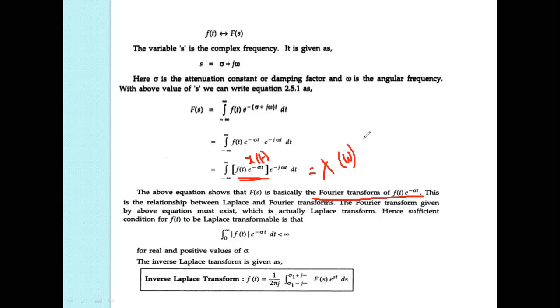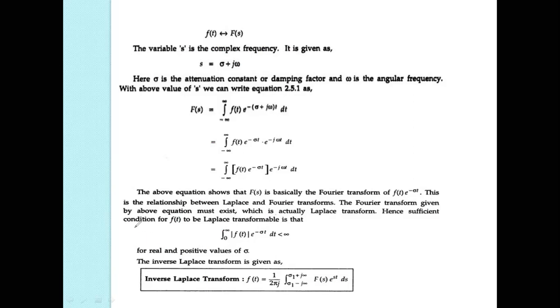When sigma is equal to 0, F of s is equal to X of omega. The Laplace transformation becomes a Fourier transformation by substituting sigma equal to 0. This is the relation between the Laplace and the Fourier transform.